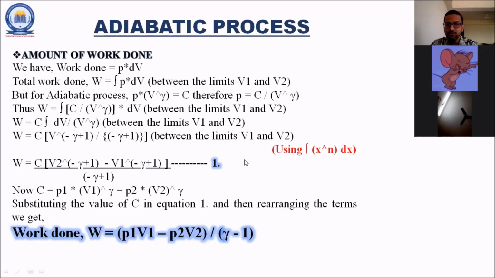If you have perfectly understood the answer for the work done, that is W is equal to P1 V1 minus P2 V2 upon gamma minus 1.